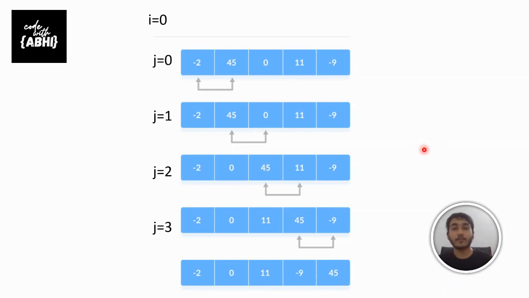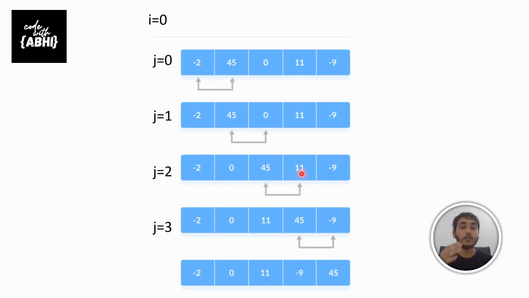Hey guys, so today in this video we will see how we can sort an array using bubble sort. What we do in bubble sort is we compare two elements, and if the left side element is larger than the right side element, we swap their places. So here -2 is smaller, so the swapping will not take place, and we'll move on to 45, and we'll compare 45 with 0. Since 45 is larger than 0, these two places will get swapped and 45 will come here. Then again 45 will be compared to 11.